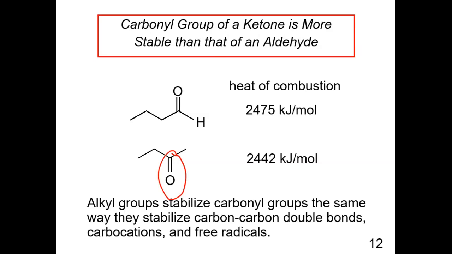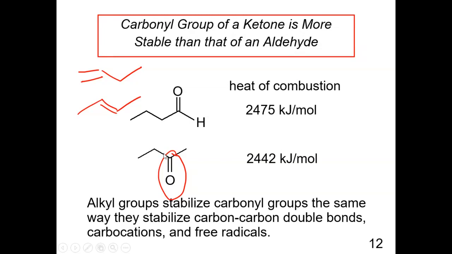This is not so difficult to understand if you recall what we learned in organic 1. In organic 1, I hope you recall these two guys. These two guys are alkene isomers. They have different stabilities. Which one is more stable? The bottom one is more stable because the double bond is stabilized by more alkyl groups. So the same argument can be applied here.